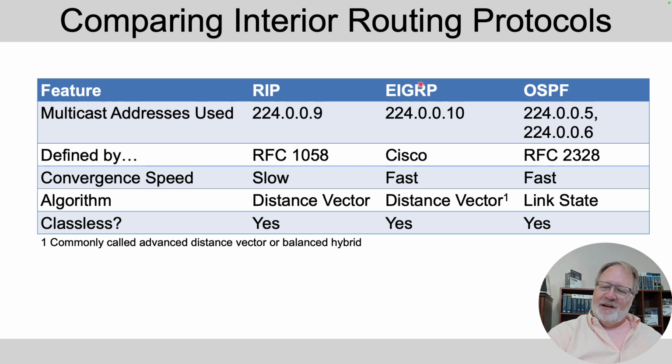Now, EIGRP, people will argue whether it's a distance vector protocol or, as you see in the note, an advanced distance vector protocol or a weird name called balanced hybrid. I don't care what you call it. Just know that if you think of RIP as distance vector, some of the internals, which we didn't talk about here, make EIGRP a little different. And then finally, it says, is it classless? That is, does it deal well with a feature called variable length subnet masks, and all three of them do. So you're prepared. That's a bit of comparison between the three routing protocols, and you'll hear more about some of these features as you march through your CCNA learning.